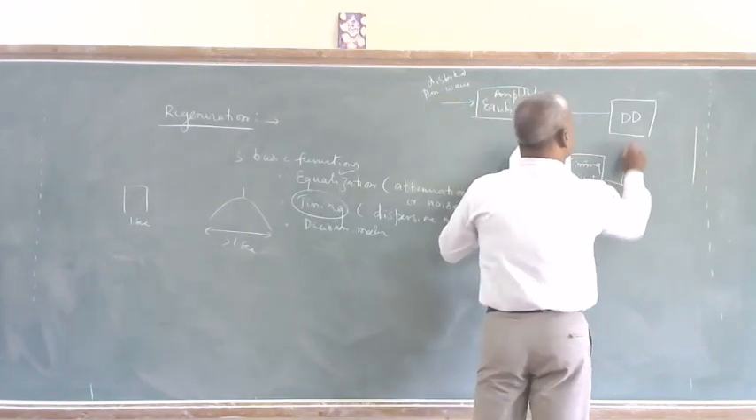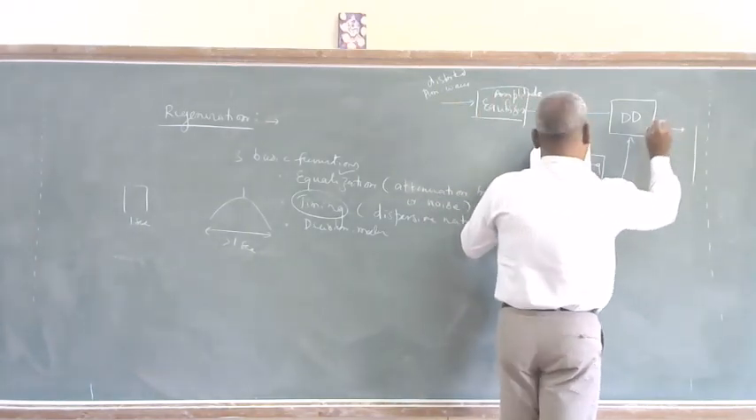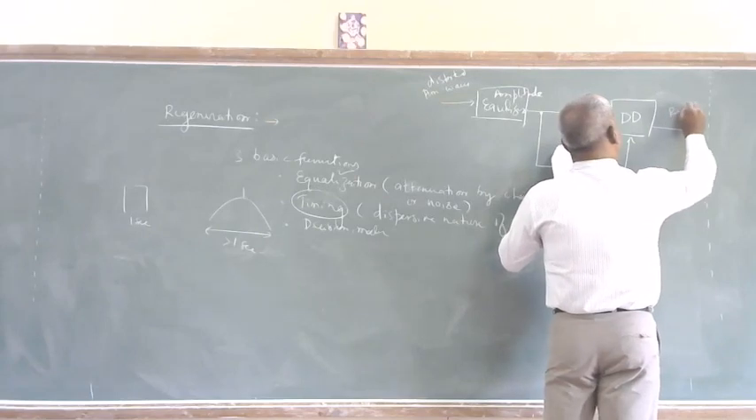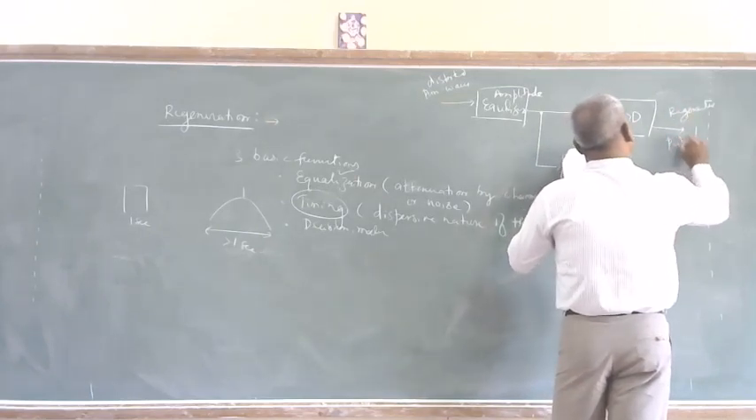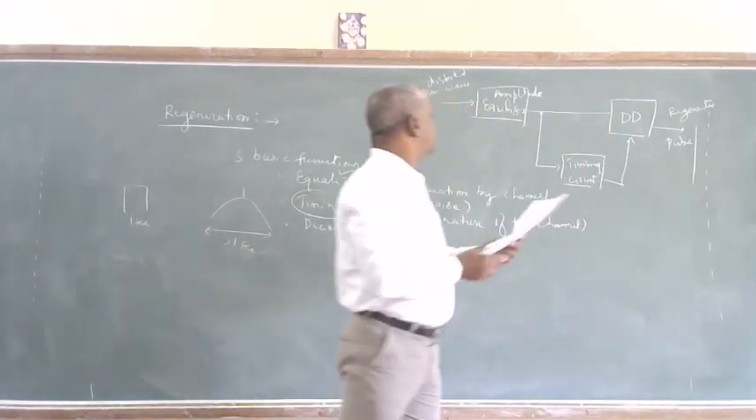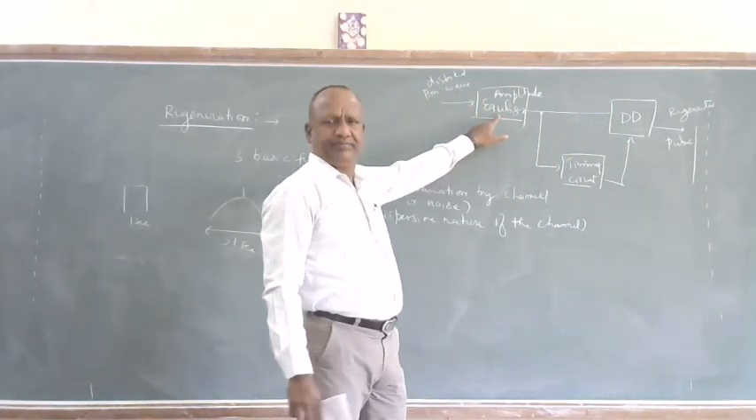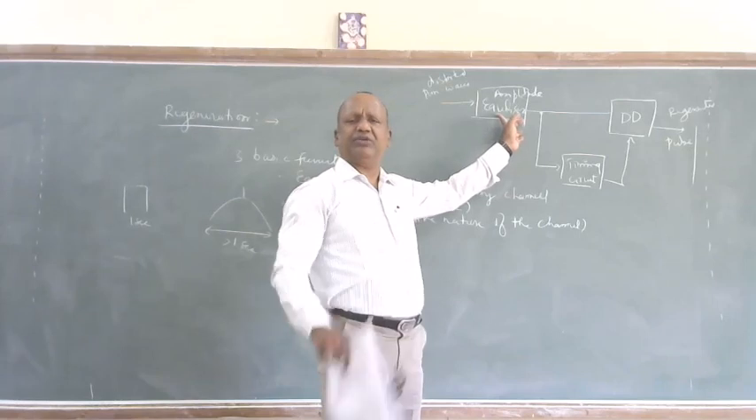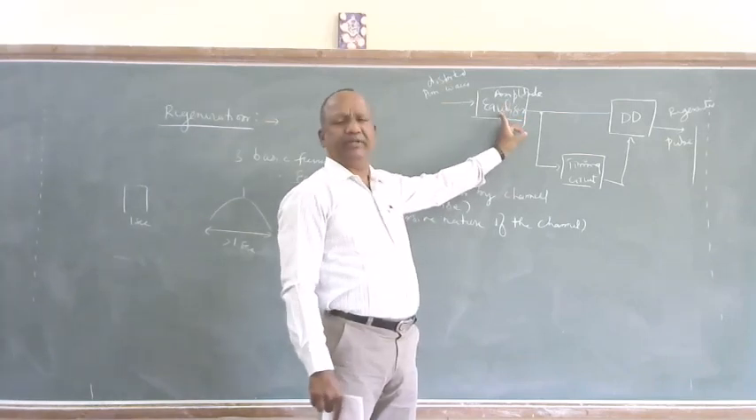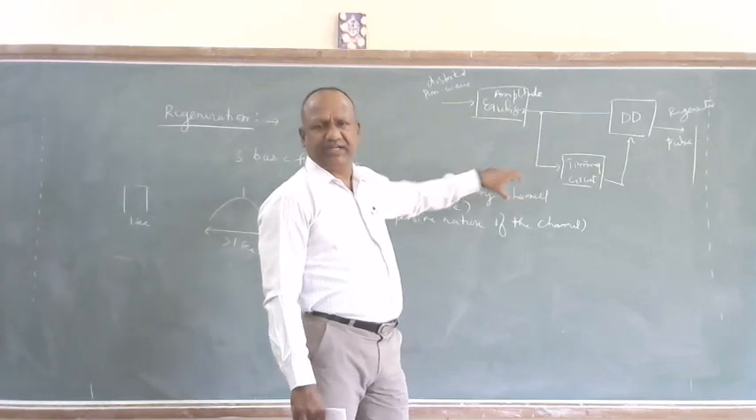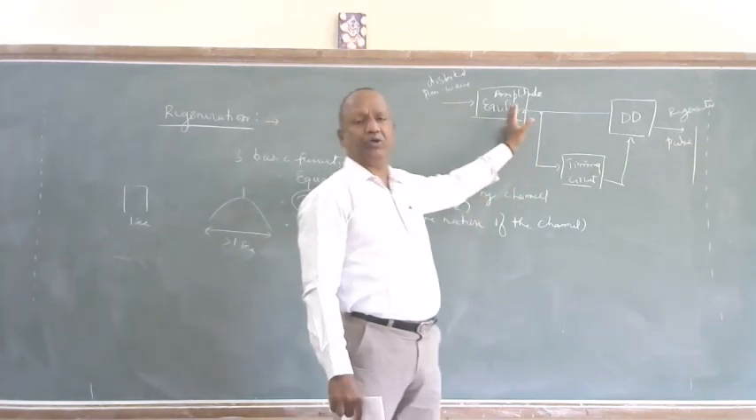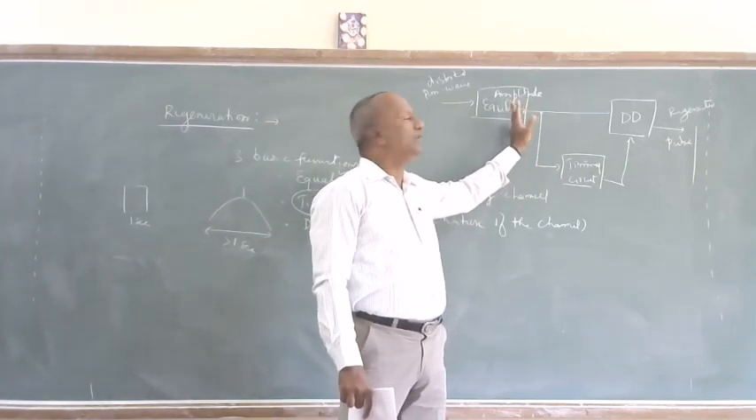Timing circuit and degenerated pulse. Okay, see the amplitude equalizer. It will take care of the amplitude distortions. After the amplitude equalization, which is needed because the amplitude will get changed by attenuation, generated noise and interference, that will be managed by the amplitude equalizer.